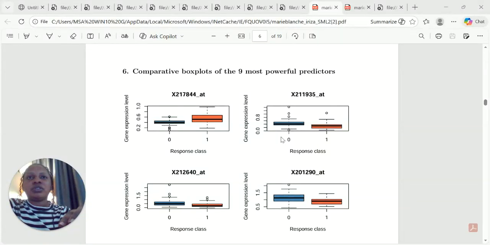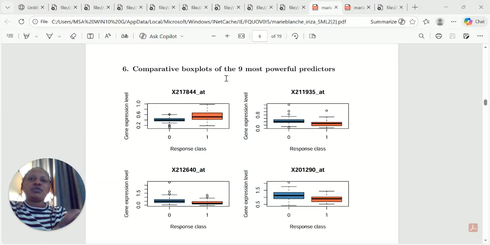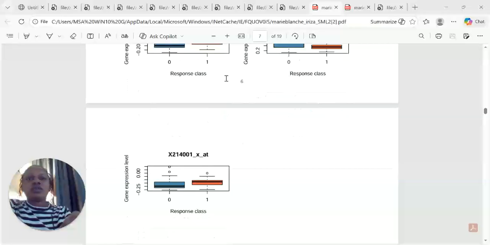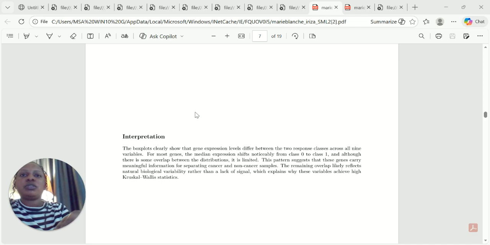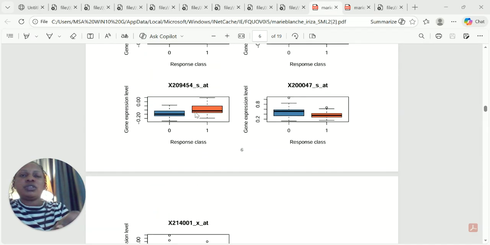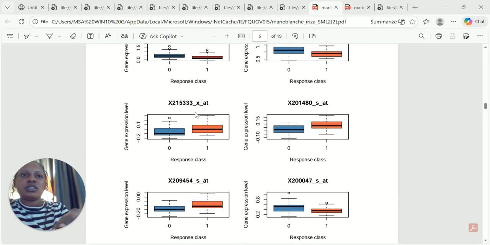I also used comparative box plots for the 9 powerful predictors, and here I observed that the median expression levels shift noticeably between the cancer and non-cancer groups.